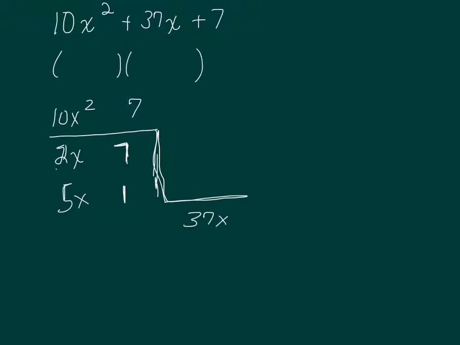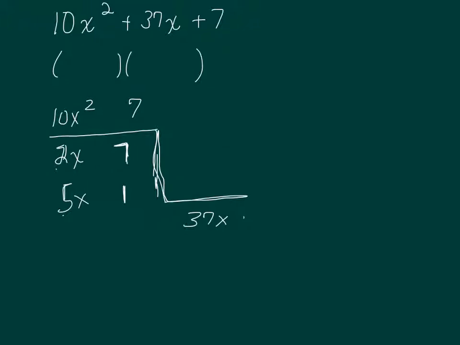Okay, so 2x times 7 is 14x. And 5x times 1 is just 5x. 14x plus 5x, that's 19x. Nope, this can't be the combination of factors because 14x plus 5x equals 19x. That's not 37x. That's what we need. So let's get rid of that. It is a good idea to do these things in pencil so you can erase.